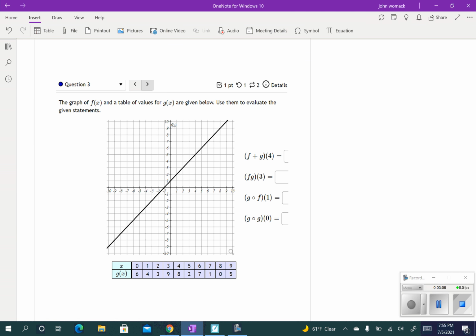So it says, use the graph at the right and the table of values. So the graph of f of x is shown, and the table of values is g of x. Evaluate the functions. So this first one wants me to find f plus g of 4. So that means f of 4 plus g of 4. All right, that's what f plus g of 4 is.